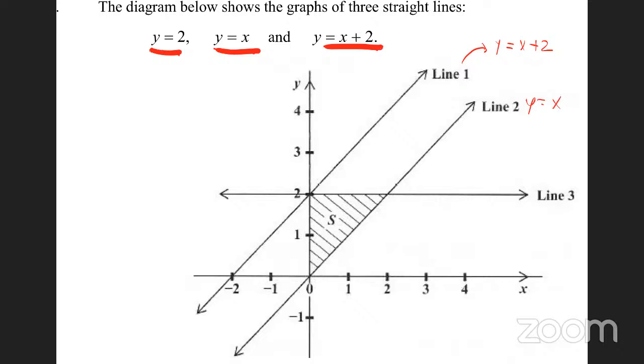For those who remember, a horizontal line is always y equals the point it's passing through. What's a vertical line? x equals the point it's passing through. For example, if I draw a vertical line here, that equation is x equals 2. You okay with that? Copy that down if you didn't get it.